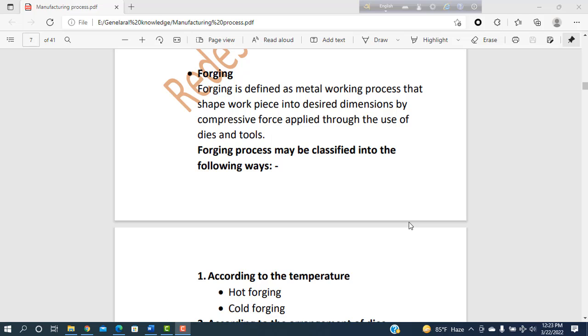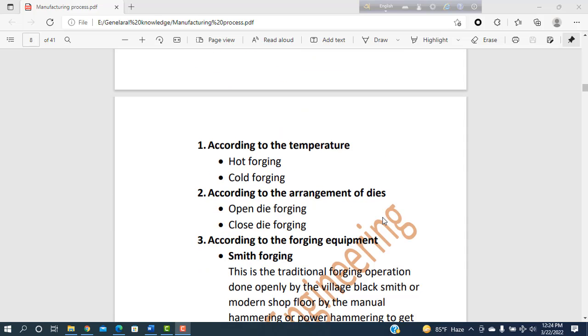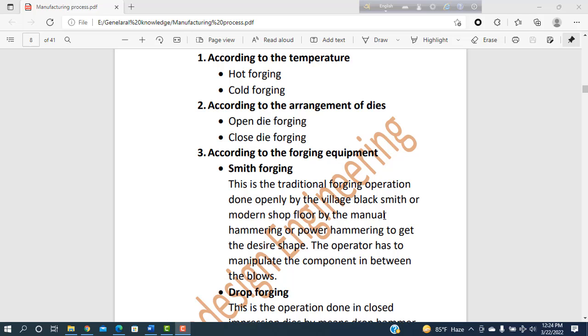Another one is forging. Forging is defined as a metalworking process that shapes a workpiece into desired dimensions by compressive force applied through the use of dies and tools. Forging processes may be classified in the following ways. According to temperature, there are two types, hot forging and cold forging. According to the arrangement of the dies, there are two types, open die forging and closed die forging. According to the forging equipment, the first one is Smith forging, which I am describing shortly.